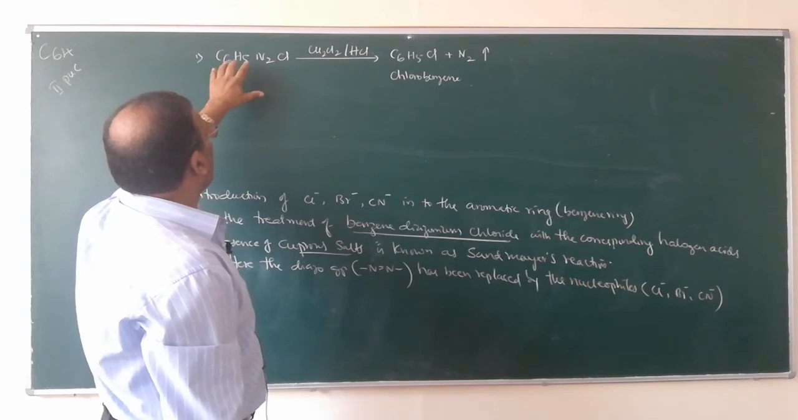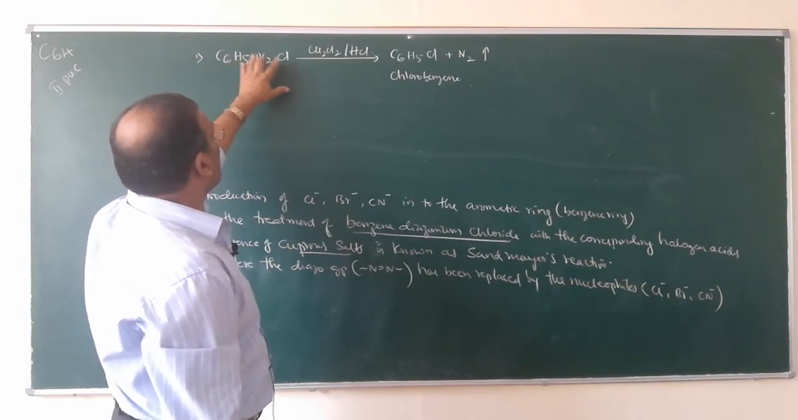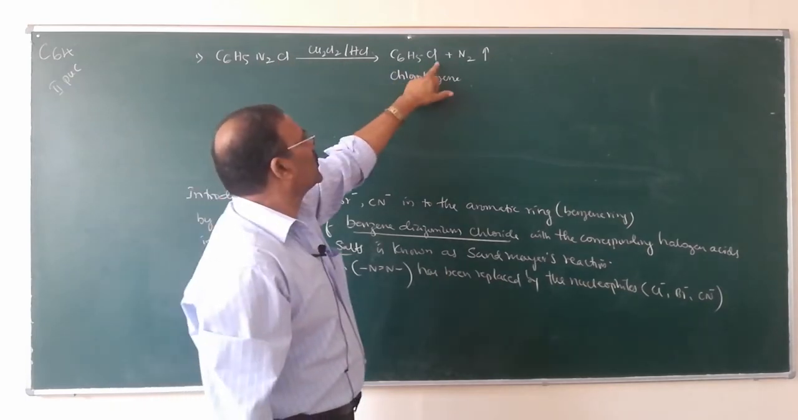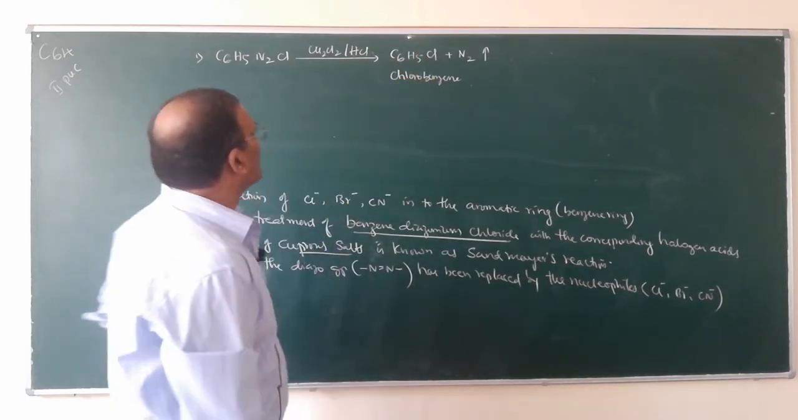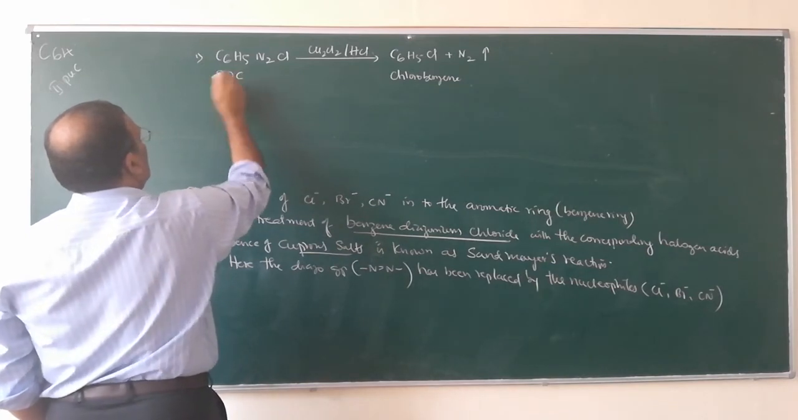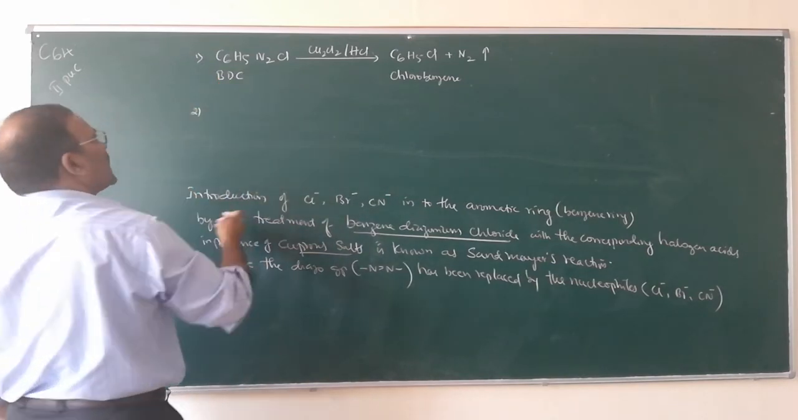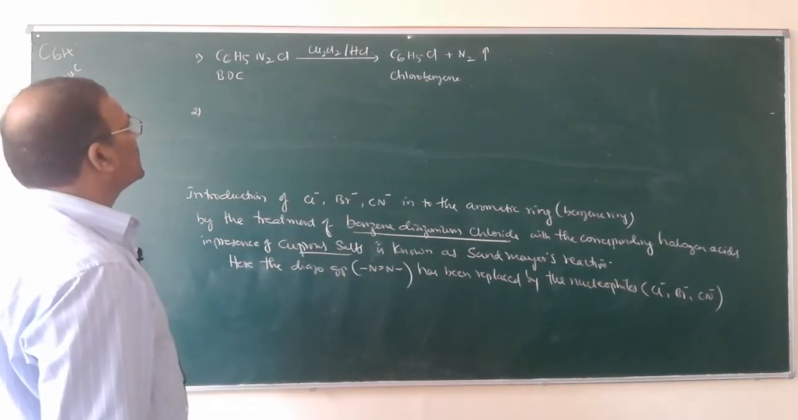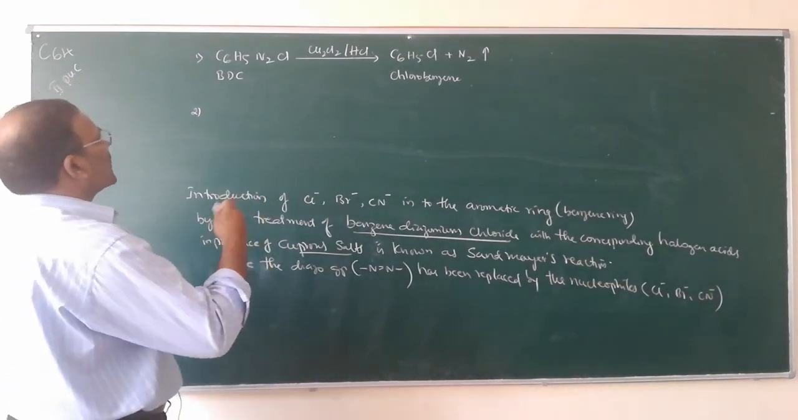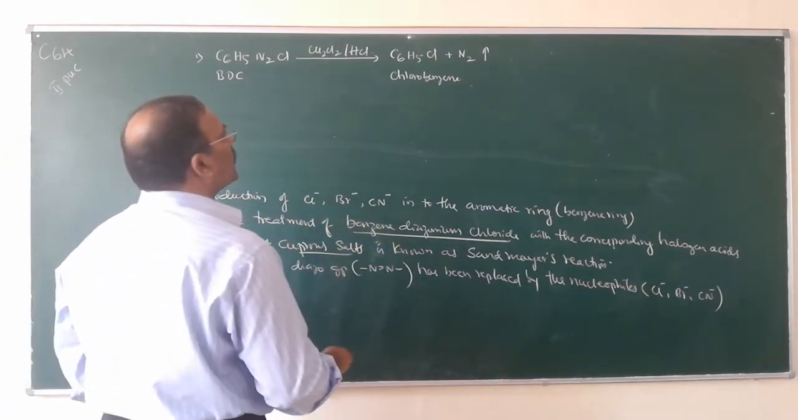So here benzene diazonium chloride, the diazonium salt, has been converted into chlorobenzene. Similarly, we can convert benzene diazonium bromide into bromobenzene.